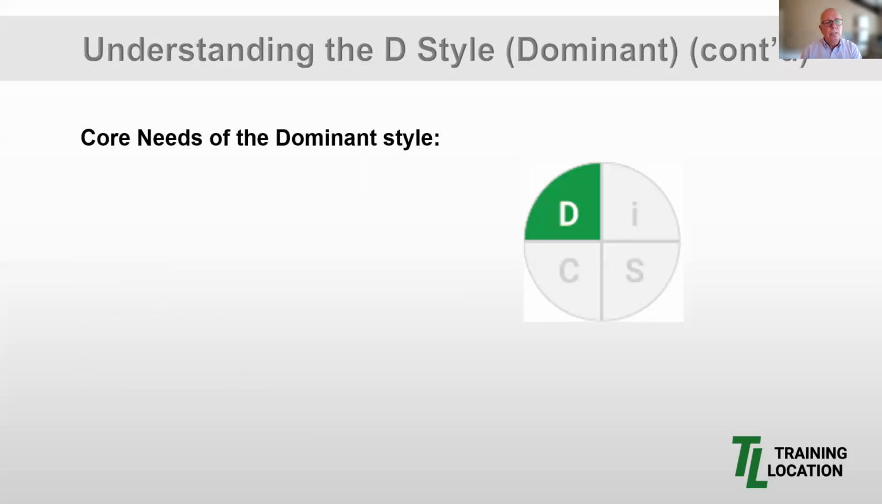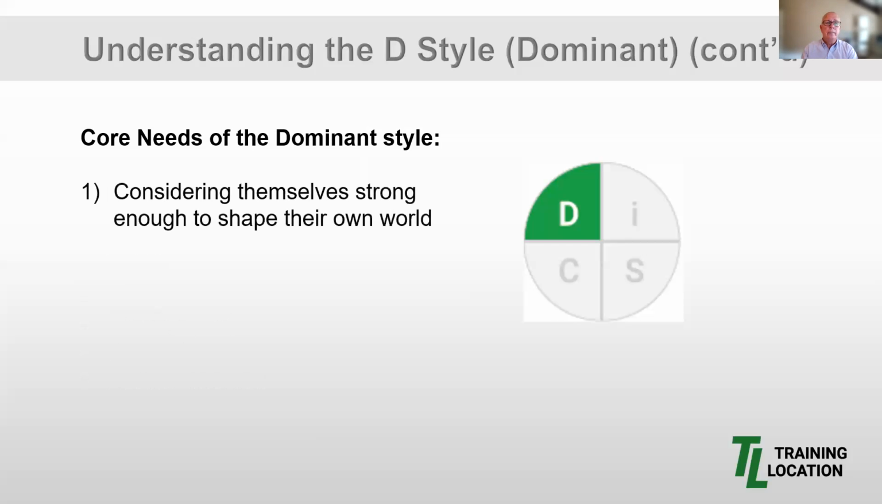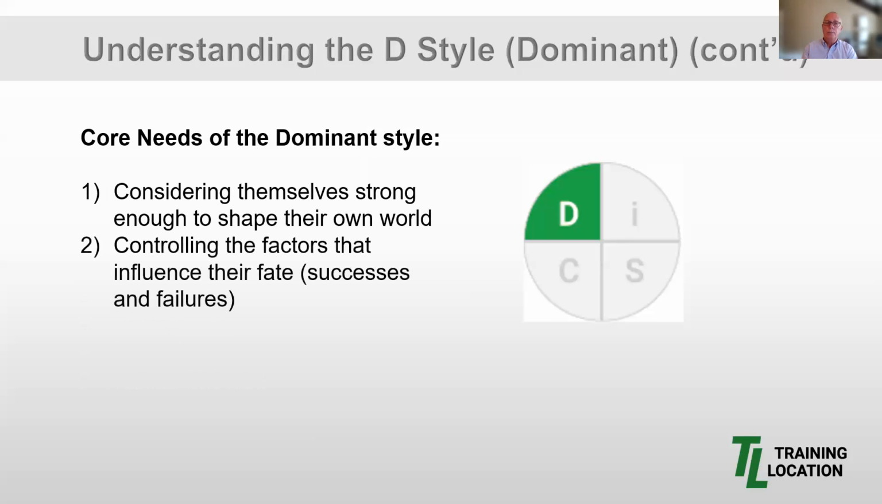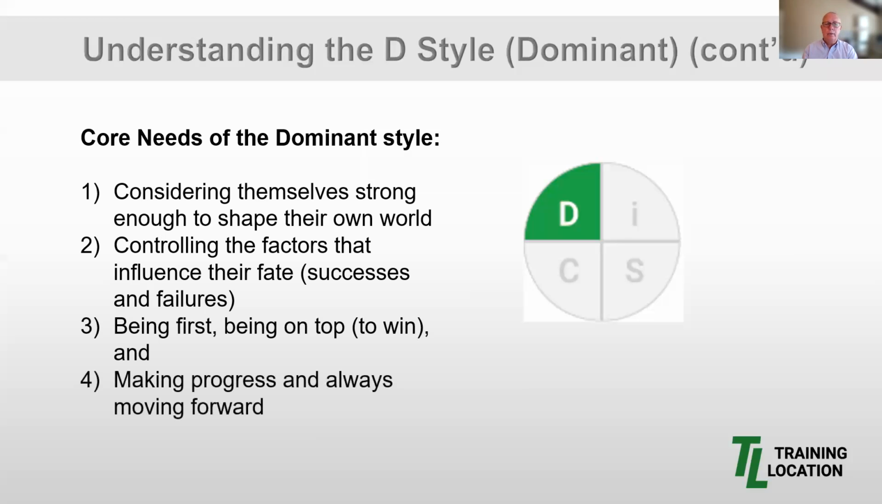Now, diving further into understanding a style, we need to look beyond simply observable behavior. Each style also has core needs that the research has shown. The core needs of a D include considering themselves strong enough to shape their own world. Also, controlling the factors that influence their fate, including successes and failures. Being first and being on top to win. And last, making progress and always moving forward.